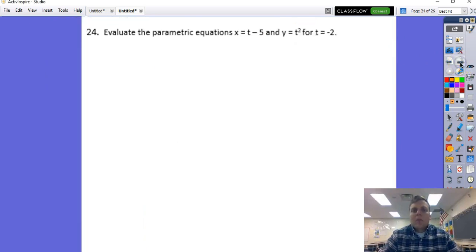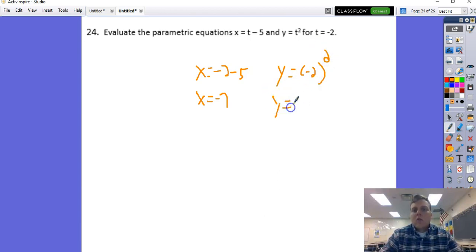Alright, next problem, 24. Evaluate the parametric equations x equals t minus 5 and y equals t squared for t equal to negative 2. Guys, all that means is plug in negative 2 for t in both cases. So then x is going to equal negative 2 minus 5, which is going to be negative 7. And then y is equal to negative 2 squared, which is just 4. So that gives me the point negative 7, comma, 4. And there we go.